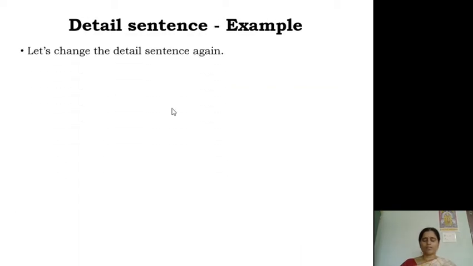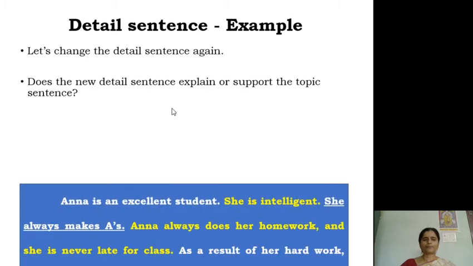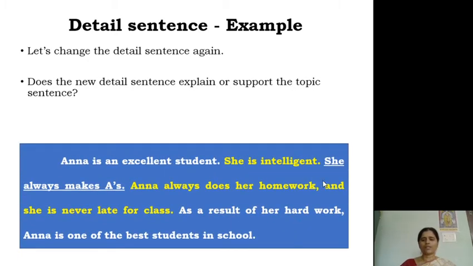Now let's change the detailed sentence again. Here I have taken one more detailed sentence. Instead of "she's beautiful," I have added "she always makes A's." A's here refers to grades. And what is the main sentence? Anna is an excellent student. So here, she always makes A's.